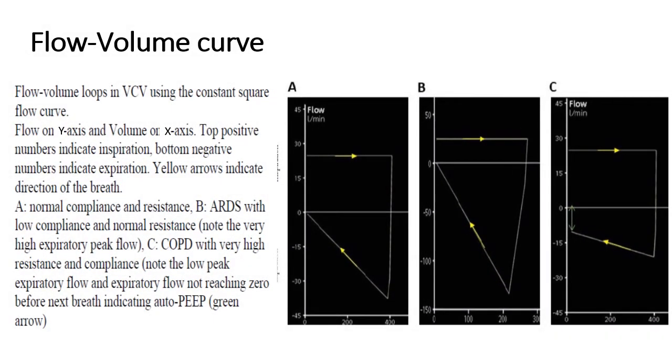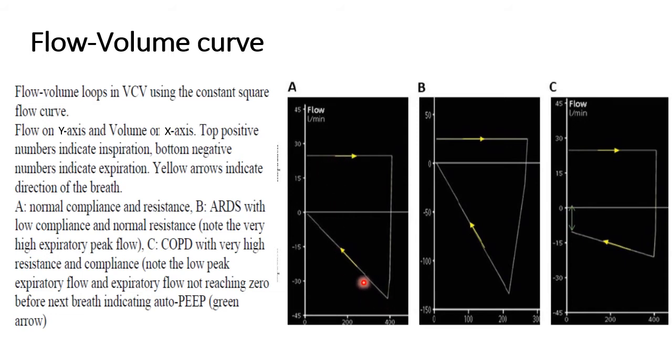One of the common loops is the flow volume curve, or flow volume loop. The flow volume loop shows the flow on the y-axis and the tidal volume on the x-axis. You can see the top part is inspiration and the bottom part, the negative flow, is expiration or exhalation. That's how the breath is going. And in this example, we're using a loop from a volume controlled mode using this constant or square flow wave curve.